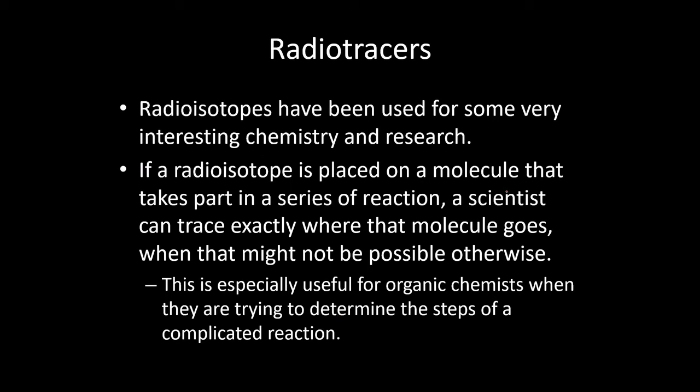So if you have a radioisotope placed on a molecule that takes part in a series of reactions, a scientist can trace exactly where that molecule goes when it might not be possible otherwise. And so organic chemists, like I said, if they're trying to track which carbon is participating here, or if it's even a larger thing, like maybe there's multiple chlorines and you're considering which chlorine it is, you could put a radioactive chlorine into the mix. It doesn't have to be a lot where it's dangerous, just a very small amount. And you can track where that goes if you know where it started in the first place.